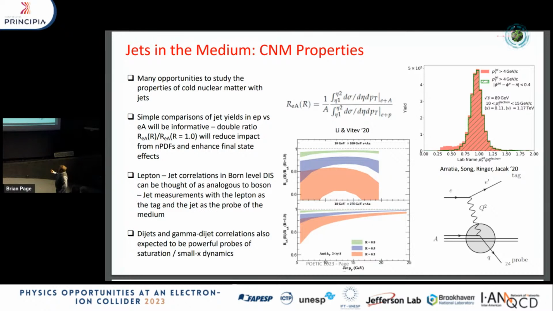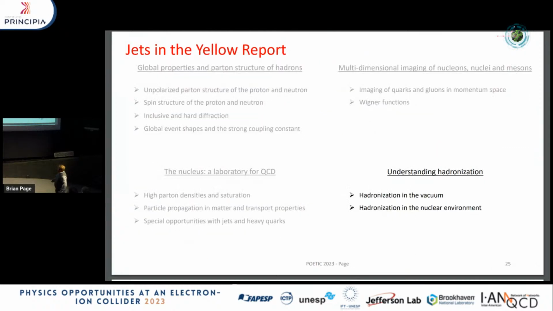And yeah, so you look at the number of jets in eA versus ep, and then you can form these ratios to isolate the final state effects. Finally, coming to understanding hadronization, both in the vacuum and the nuclear environment.